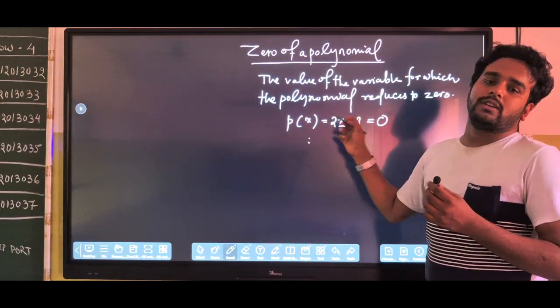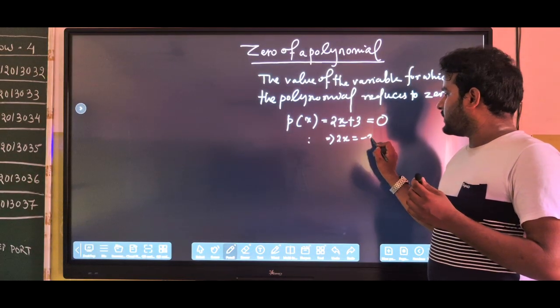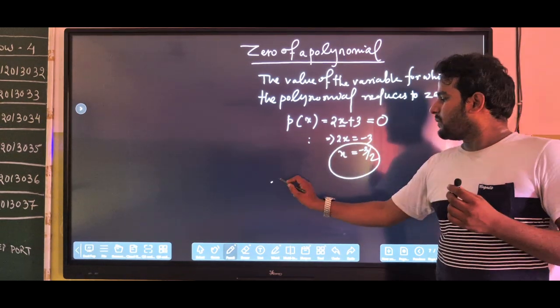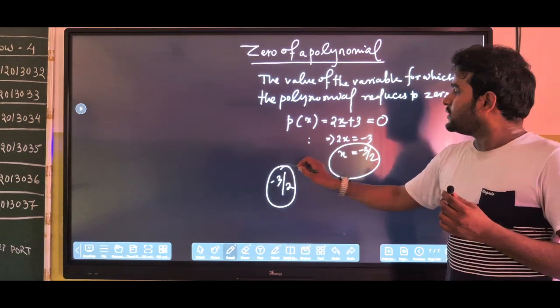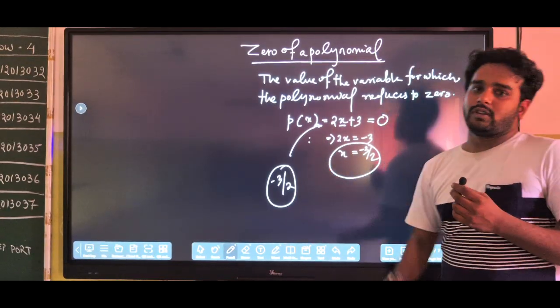How to solve? Equate the polynomial to 0, so 2x is equal to -3, and x becomes -3/2. So -3/2 is the 0 of this polynomial. Simple answer.